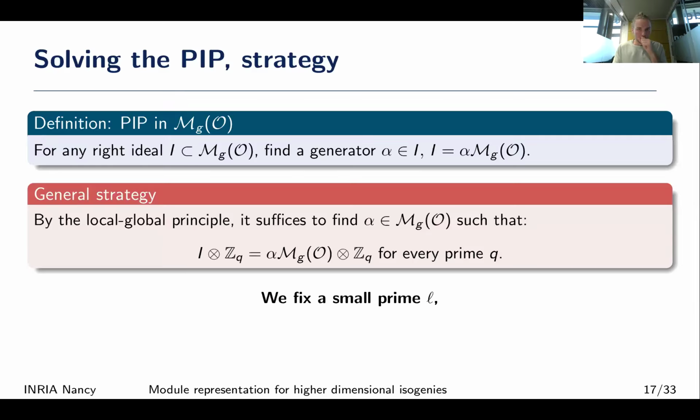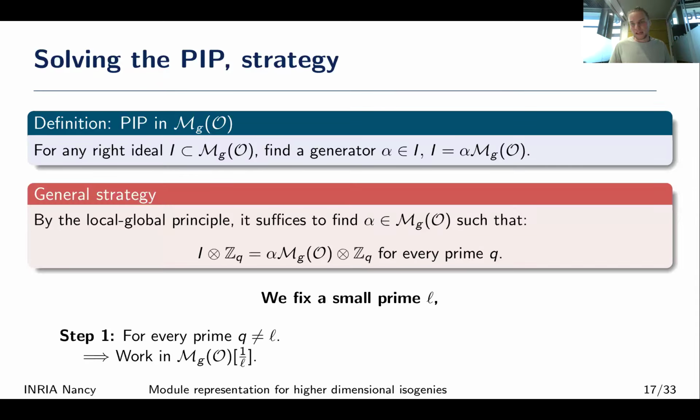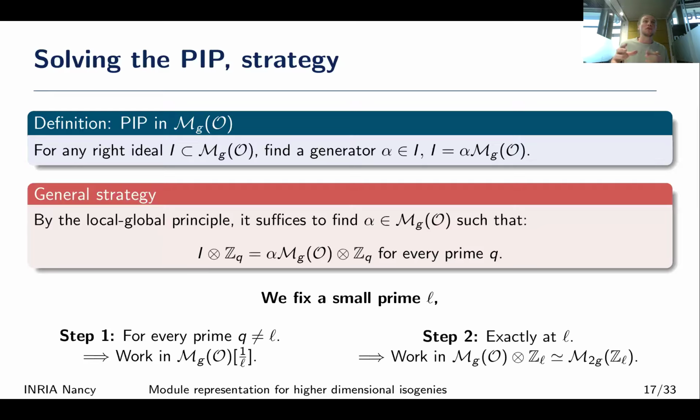But first, I'm going to fix a small prime denoted L. And now I want to solve this problem of finding global generators at each localization for each prime Q. The first step is that we're going to principalize our ideal everywhere simultaneously, except precisely at L, because in fact we can show that it amounts to working in this matrix space where you assume that you can invert the prime L. This is really the first case where we do infinitely many steps at one time. And then in the second step, we need to localize the remaining ideal exactly at the prime L. To deal with this problem, we're going to work in a matrix ring over L-adic integers.